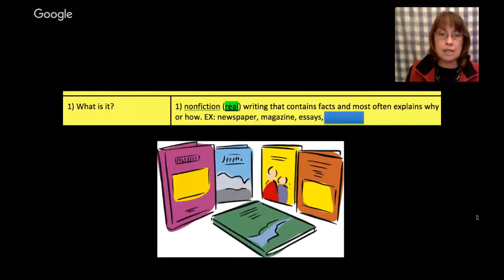First of all, what is it? Informational text is nonfiction or real writing that contains facts and most often explains why or how. For example, a newspaper, magazine, essays, or textbooks.